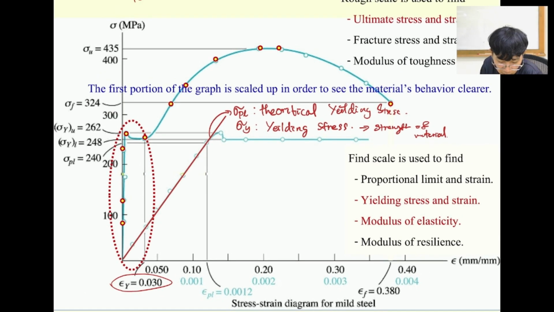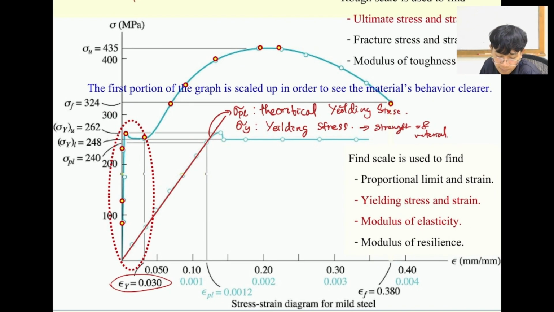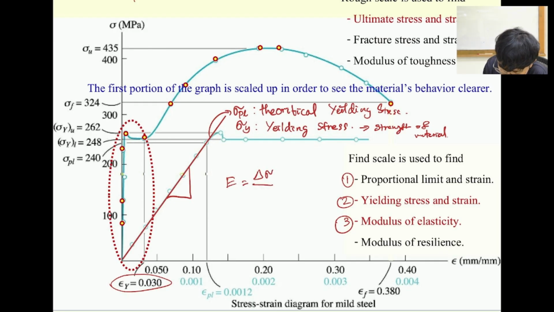Okay. What else? We have first the proportional limit. Second one is the yielding, and third one is going to be, what? We have 1 here, 2 here, 3 is going to be the modulus of elasticity, which can be calculated by E equal to change in stress over change in strain in the linear zone. Okay.